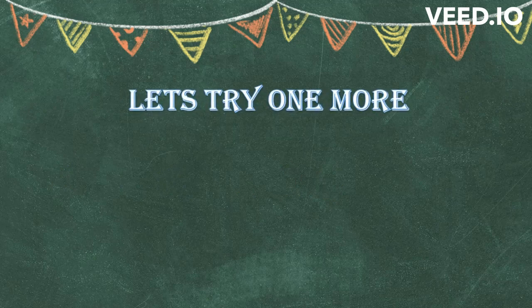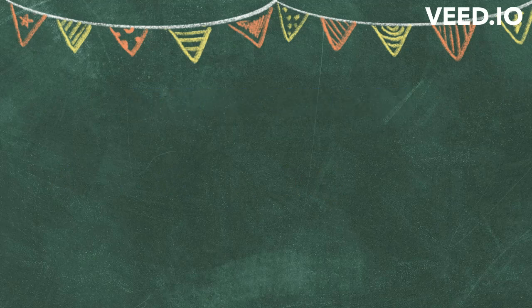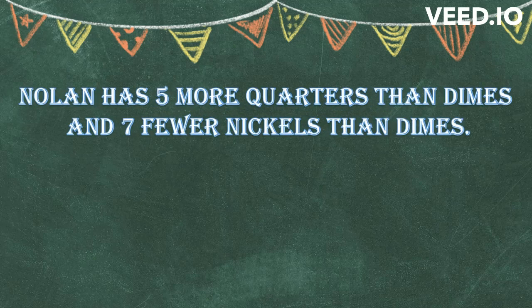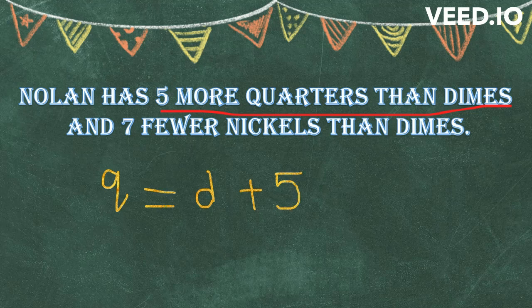Let's try one more. Nolan has 5 more quarters than dimes. He has quarters. Let's say Q number of quarter coins he has. He has dimes. Say D number of dimes he has. He has 5 more quarters than dimes. He has more quarters. So 5 more than dimes. Q is D plus 5.